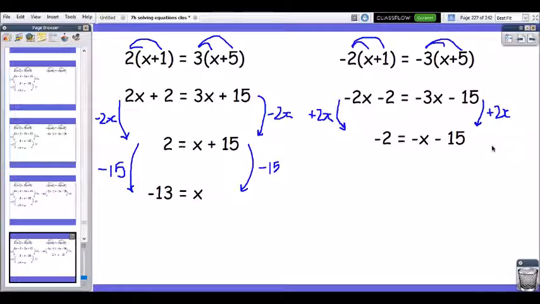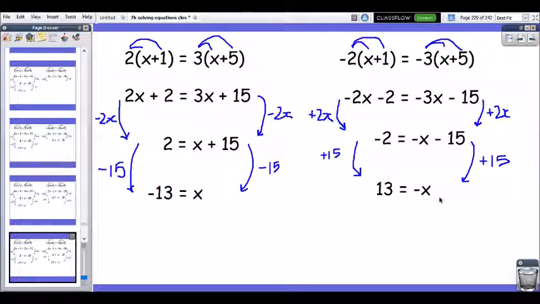Okay, so think about where I'm trying to get to. I just want x on its own. So that negative 15 has no reason to be there. All I'm interested in is x. The opposite of minusing 15 is adding 15. So I'm going to apply that operation to both sides. Minus 2, add 15, gives me positive 13.